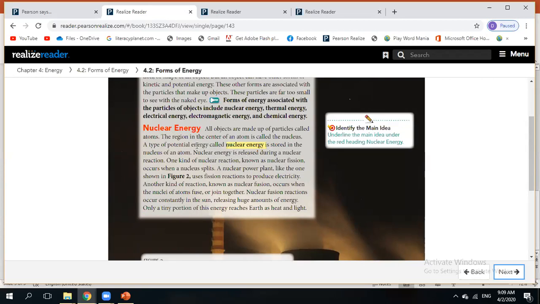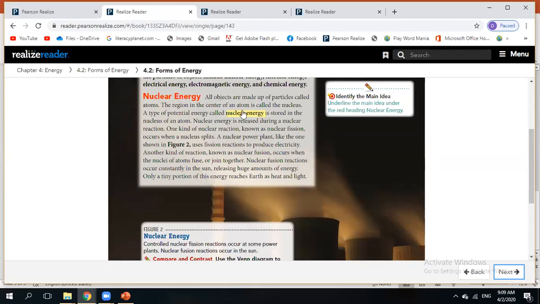This nuclear energy is released during a nuclear reaction. We have two kinds of nuclear reaction. One is called nuclear fission. Fission means that the nucleus will be divided, will be split. When the energy stored inside the nucleus is released during the split of the nucleus, this reaction is called what? Nuclear fission. Nuclear fission will give energy.